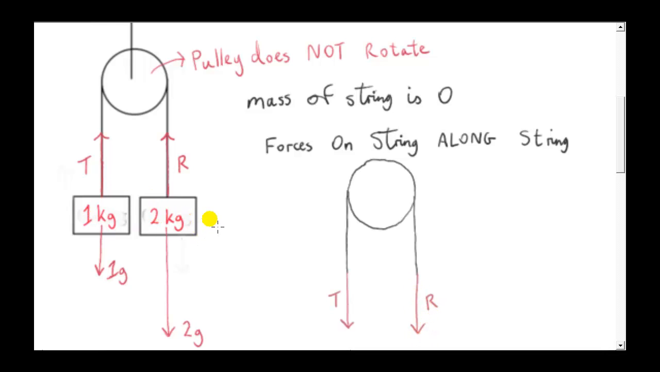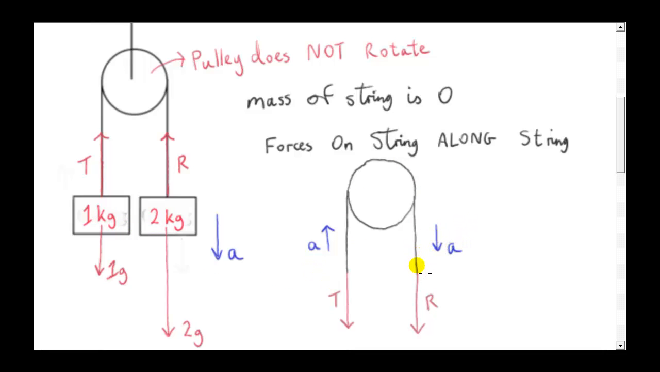Let's call the acceleration of the system A. Now it's clear that the 2 kilogram mass will accelerate downwards. Initially both of these are at rest and then they are released. So the right side of the string will accelerate downwards with acceleration A, and the left side will accelerate upwards with the same acceleration A, because the string is inextensible, it cannot be extended. So all parts of the string, and indeed both masses, will have the same acceleration.